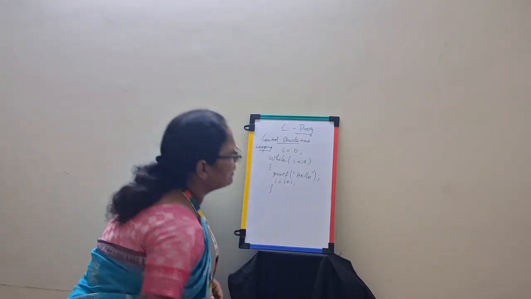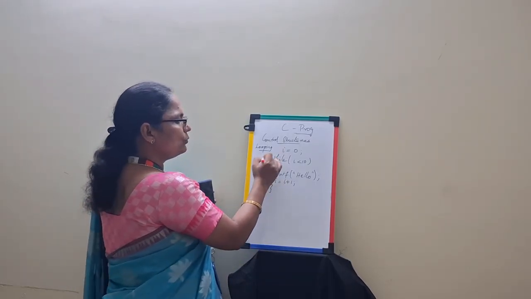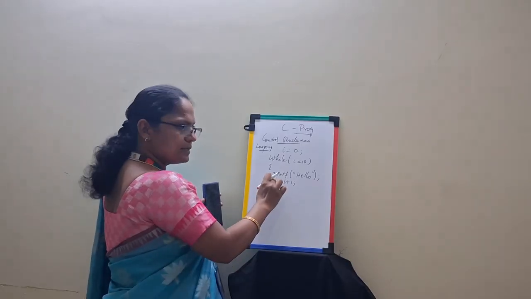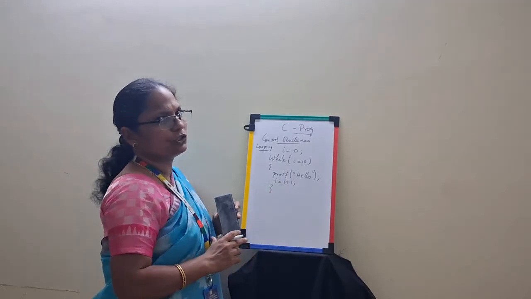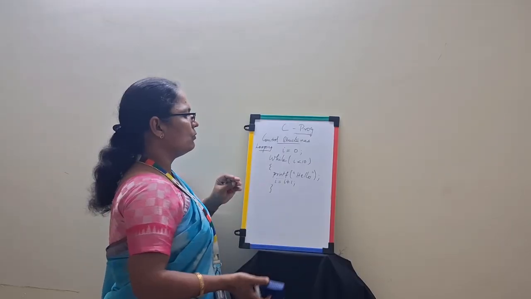If I want to use do while, what will happen? Here I will give do and then write the statements, then I will give the while condition. Generally we use only while, so I am talking about while over here.